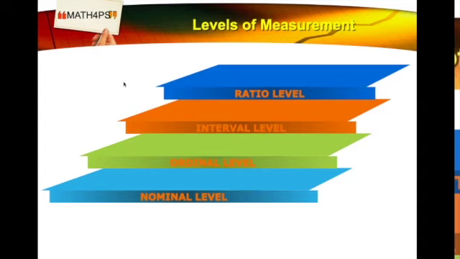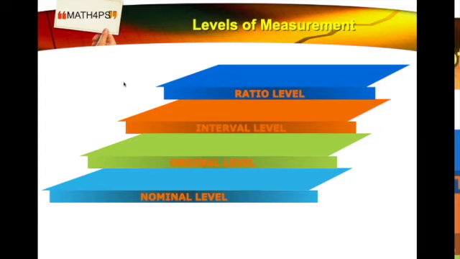Now, the second level, which is higher than the nominal level, we call the ordinal level. In this level, the values assigned to the variables can be ranked or can be placed in order from lowest to highest, from smallest to greatest, such as, for example, sizes of t-shirts or the ranks in the military.